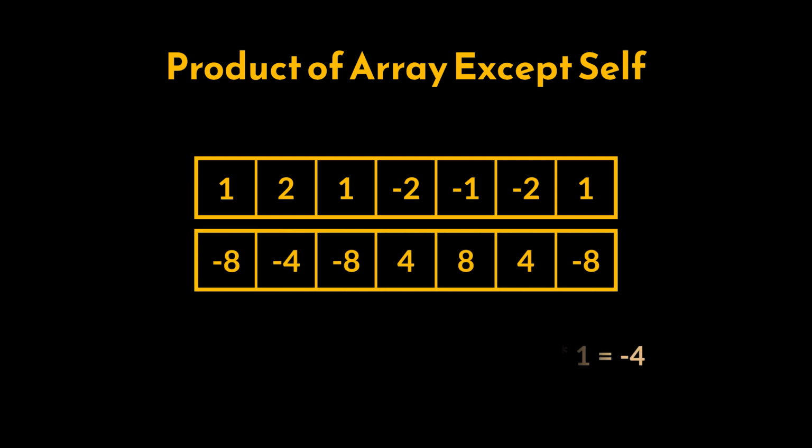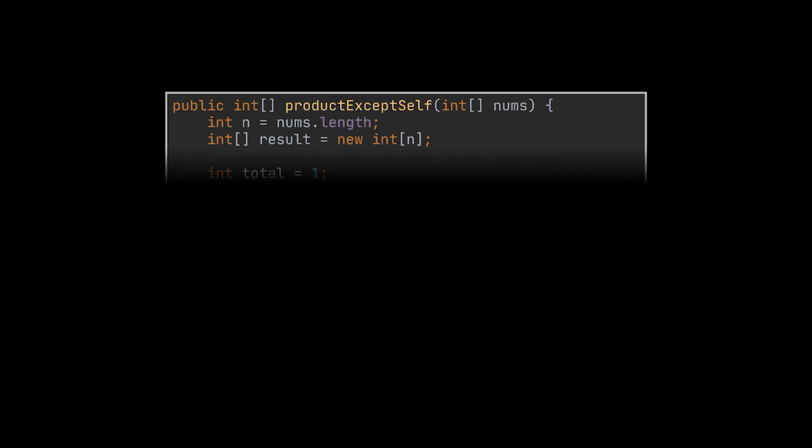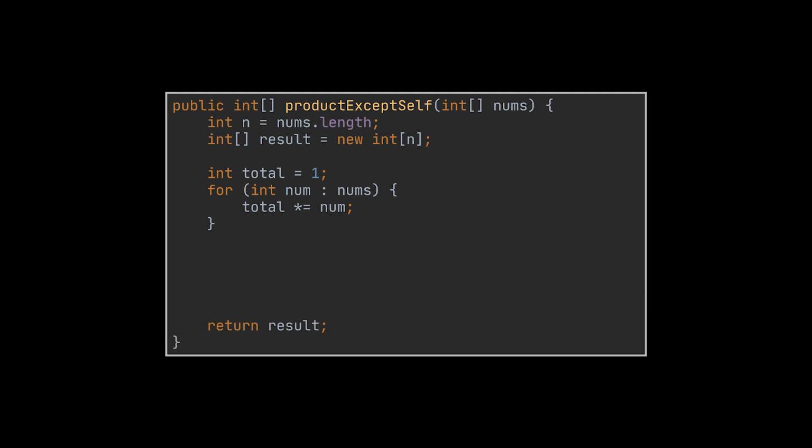The answer array would be the one you see in front of you. Notice how the element stored in the second index is the product of all the elements except number 2. Same goes for the remaining elements. The third element, for example, is the product of all integers except the one sitting at index 2 in the first array, etc.